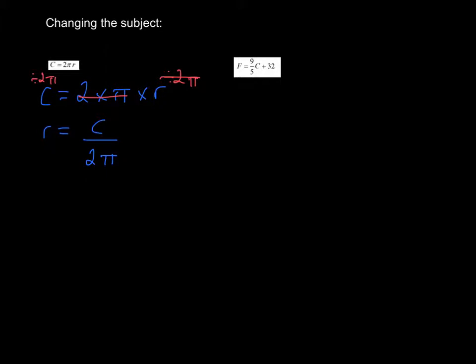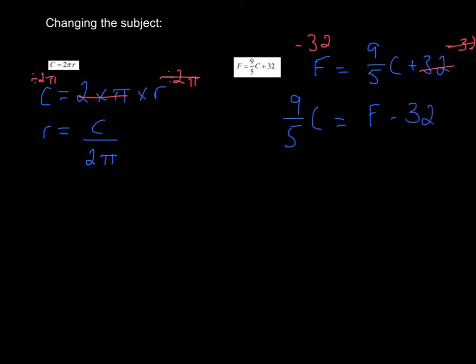The next one, I want to rearrange F equals 9 over 5 C plus 32 to get C as the subject. At the moment, F is the subject. Okay, and what I need to do initially is subtract 32 from both sides. That will cancel that off, and that'll give me, I'm going to rewrite it like this, 9 over 5 C equals F minus 32.